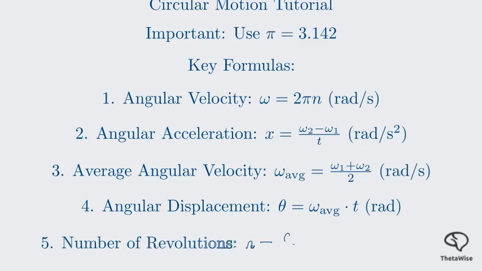And finally, to find the number of revolutions, n, we can divide the total angular displacement in radians by 2 pi. Alternatively, if we know the average rotational frequency in revolutions per second, we can multiply that by time. Knowing these 5 formulas is the key to mastering these problems. Let's start with our first activity. We're beginning with activity 2.1, question 1.